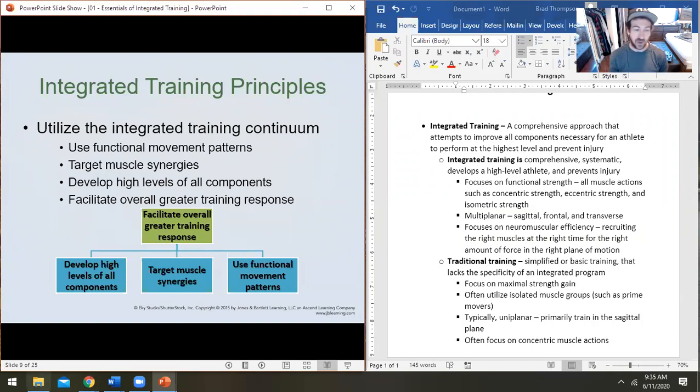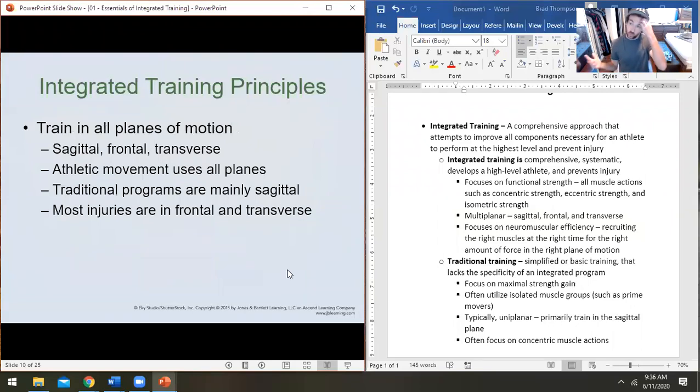And then high levels of all components of training. This is where we look at the OPT model. I'm focusing on stabilization, endurance, hypertrophy, strength, and power. I'm doing all of those things rather than just one or two of them. So with integrated training, you want to move in all those planes of motion, right? Sagittal, frontal, transverse. You want to use athletic movements in all of those planes, so movements that often mirror whatever sport it is you are applying it to.